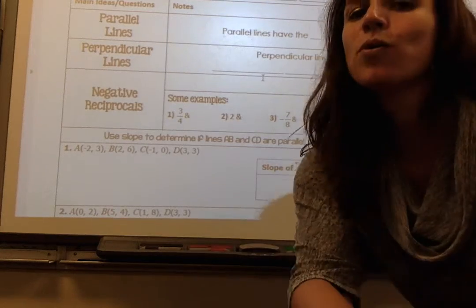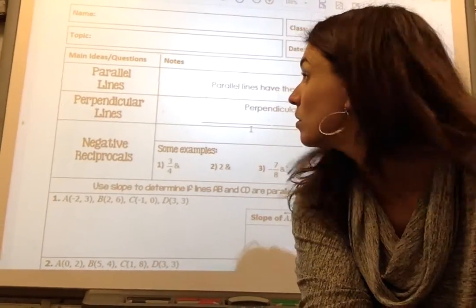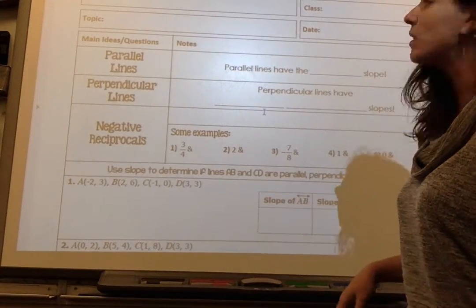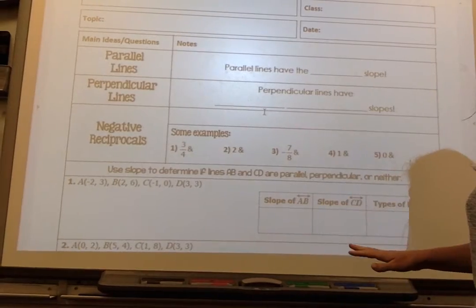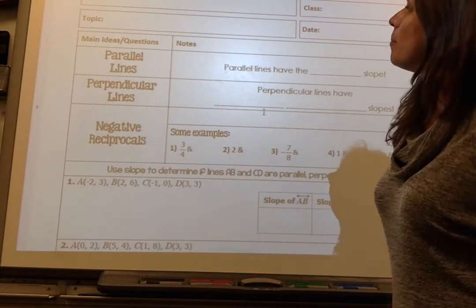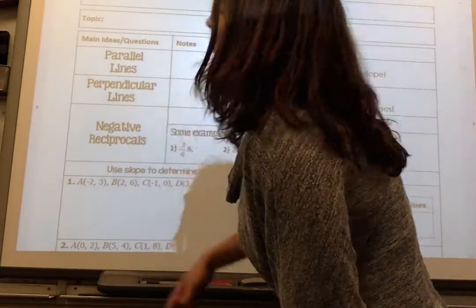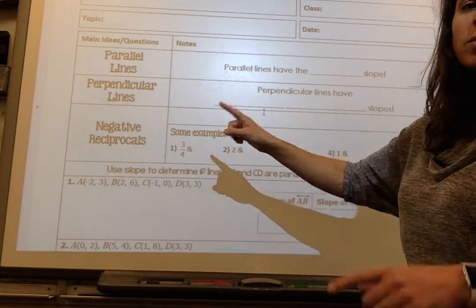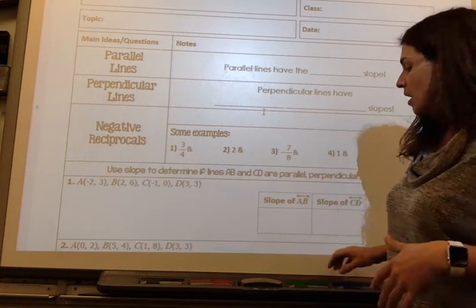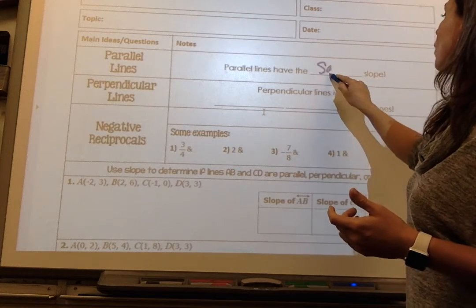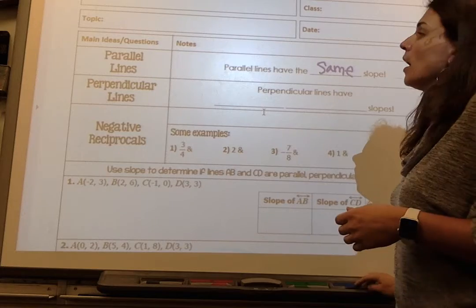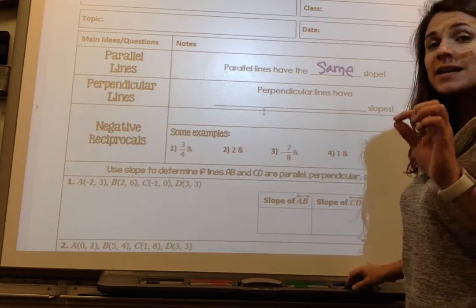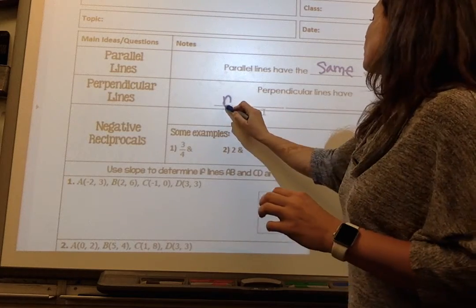Okay, we're back with more to learn about parallel lines and perpendicular lines. This isn't new information. This is what we did last year, but we're just going to do a quick refresher here. So, our topic, of course, is parallel and perpendicular lines. When it says parallel lines, what do we know about parallel lines and their slopes? We know that they have the same slope. Okay? Hopefully, you remember from last year that perpendicular lines have negative reciprocal slopes.